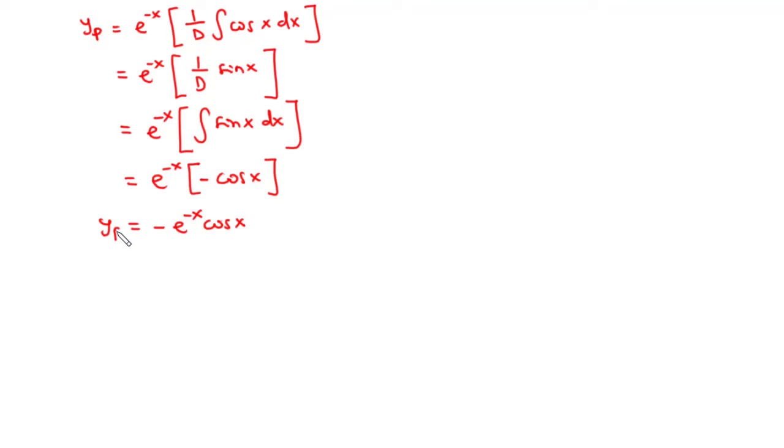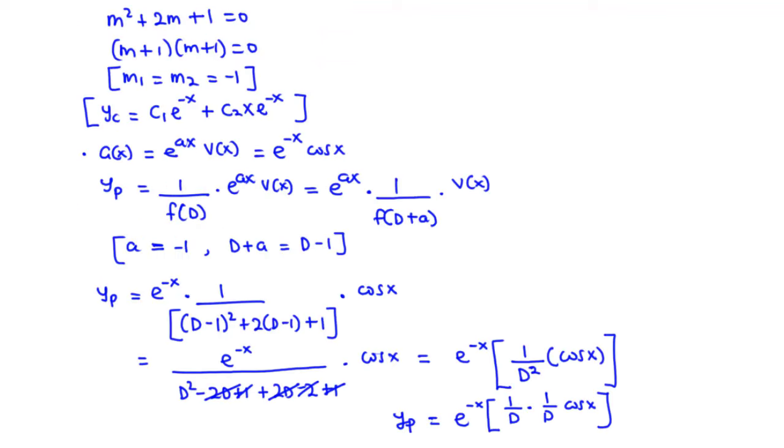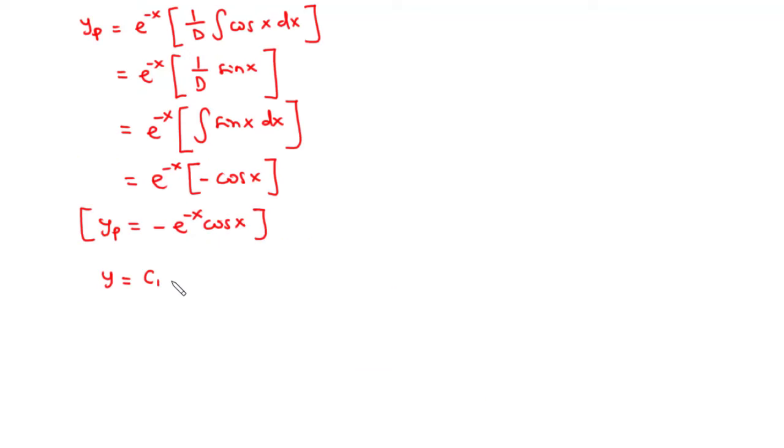So that is yp. Therefore, we have the general solution y equal to yc, which is c1 e to the power negative x plus c2 times x times e to the power negative x. So y equals c1 e to the power negative x plus c2 x e to the power negative x minus e to the power negative x cos x.